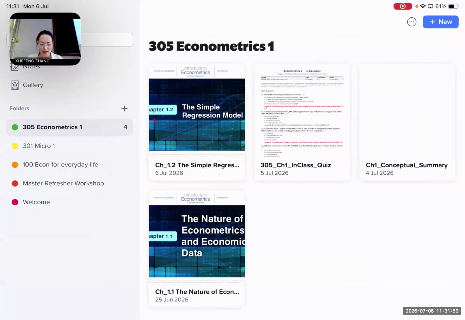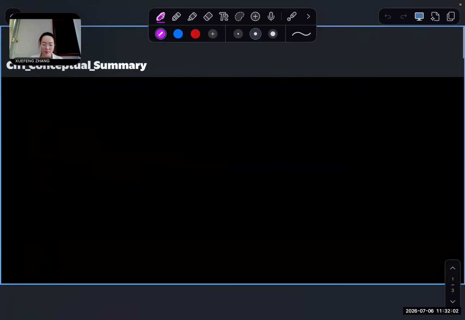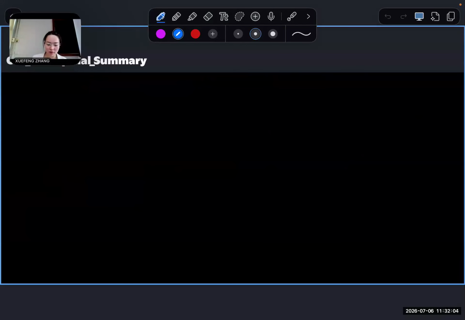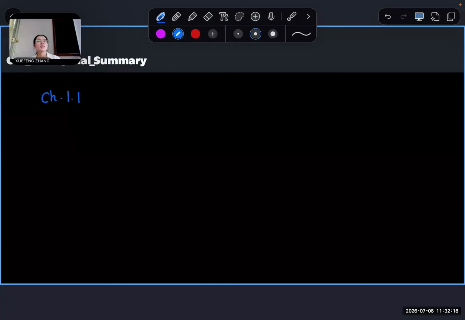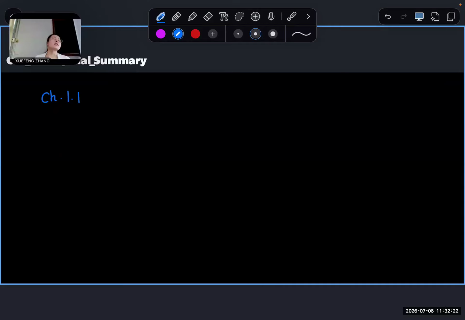So now let me summarize. What is chapter 1 about? What we've done so far? Okay, let me draw the tree. Chapter 1.1, what is it about? It's about the concept, right? What is econometrics and how we distinguish different data types. The first one, we care about the causal and descriptive questions.